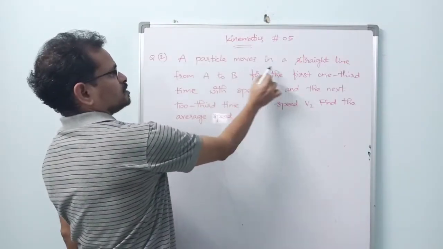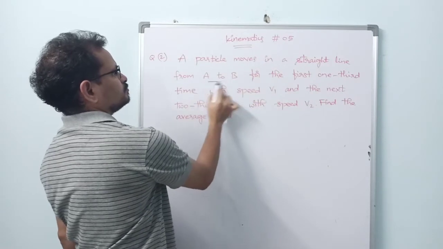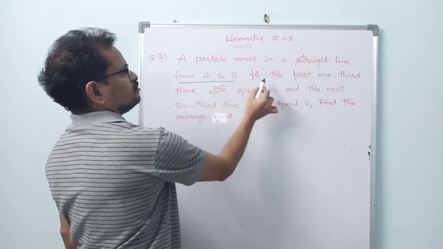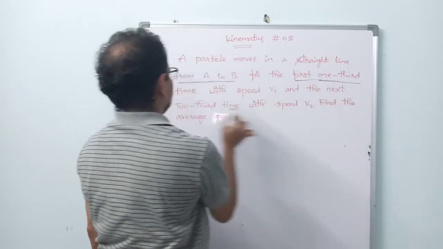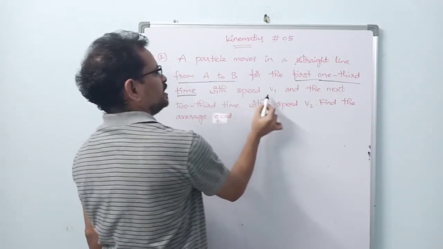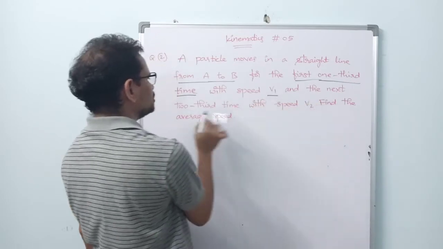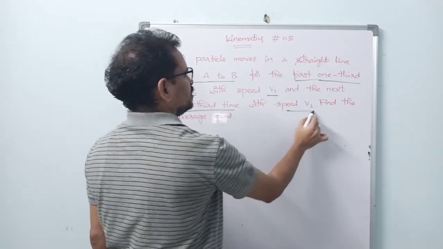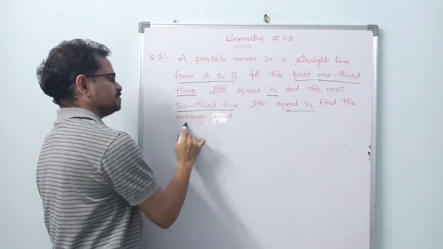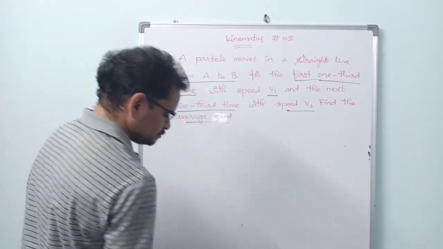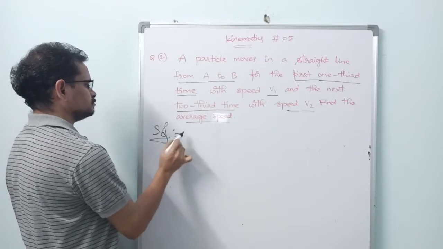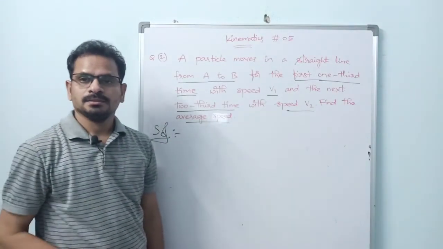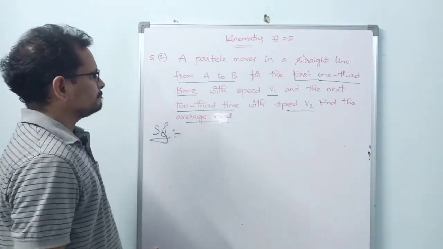A particle moves in a straight line from A to B for the first 1/3 time with the speed v1 and the next 2/3 time with the speed v2. Find average speed. See here.